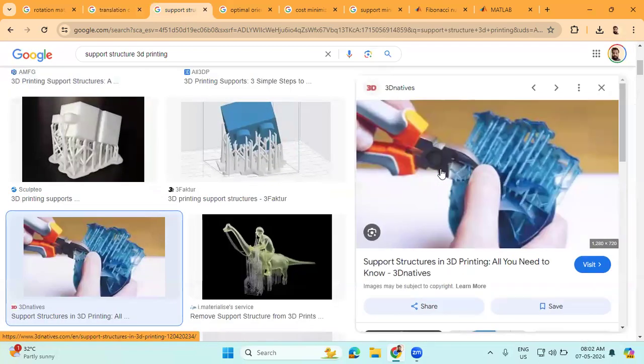The FDM printer is one of the most commonly used 3D printers. It operates by melting and layering the filament material one layer at a time. The printer head moves along the X, Y, and Z axis to create the object layer by layer. During the printing process, the support structure is printed alongside the model and is removed once the printing process is complete.